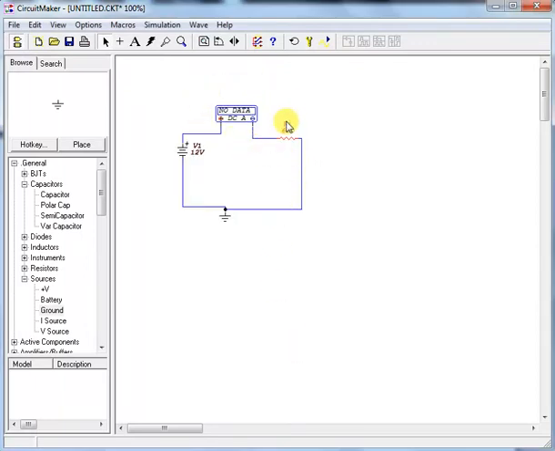Now we are done. Once circuit is prepared, circuit is made, this is the place to run and get your output. So just click, left click on this.